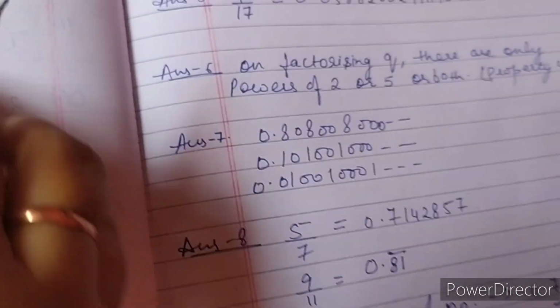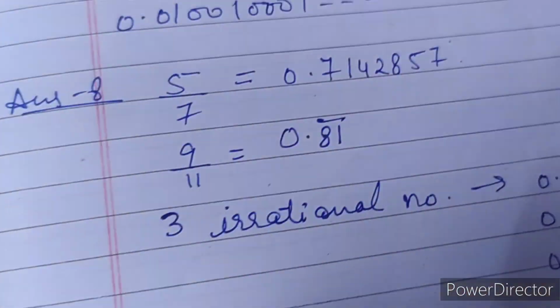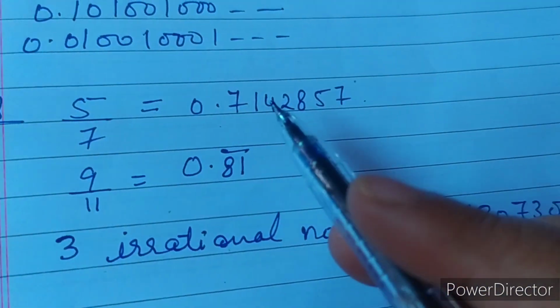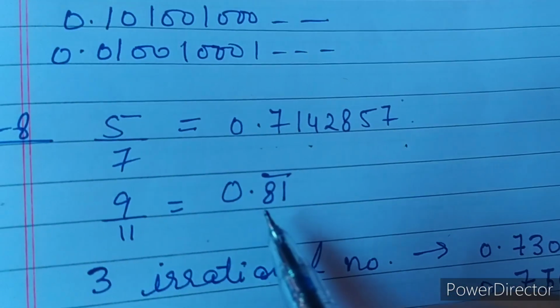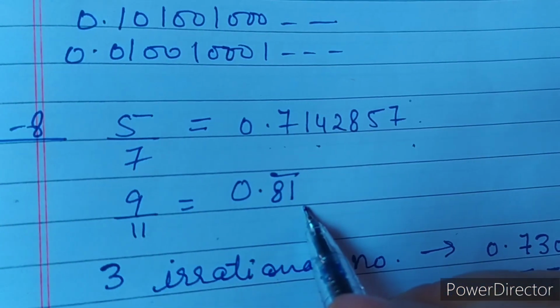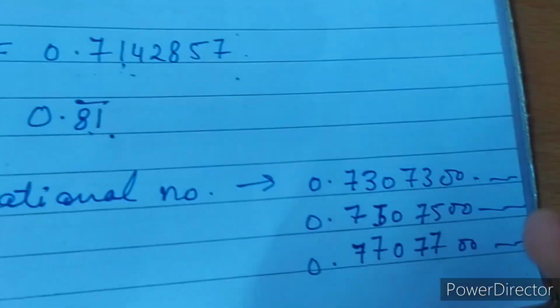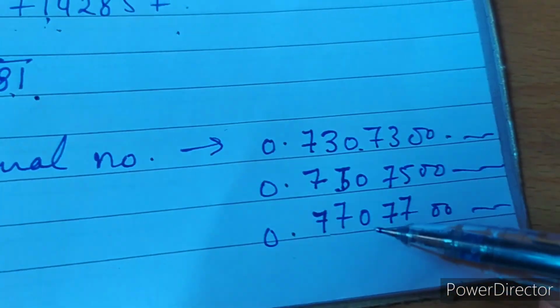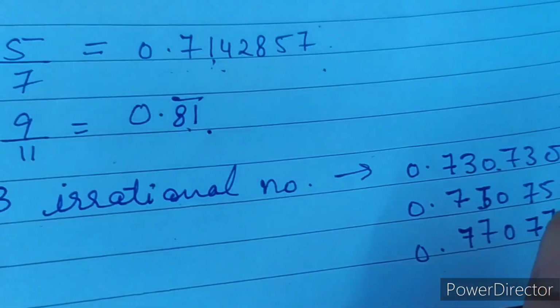Question number 8 is, find 3 different irrational numbers between 5 by 7 and 9 by 11. Again, you have to divide, and I have already found the answer. 0.7142857 here is a terminating decimal, and 0.81 is a non-terminating repeating decimal. So you can write any number between 0.71 and 0.81. So I have written three numbers between the fractions 5 by 7 and 9 by 11.